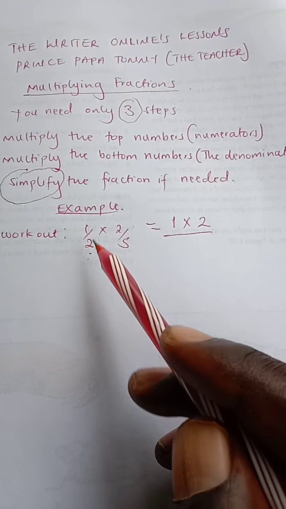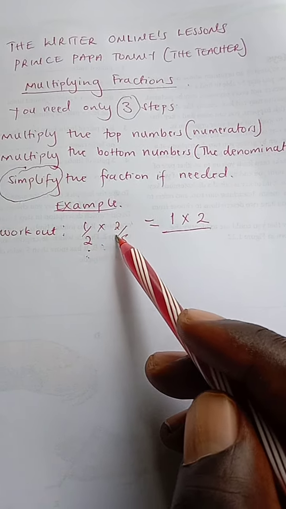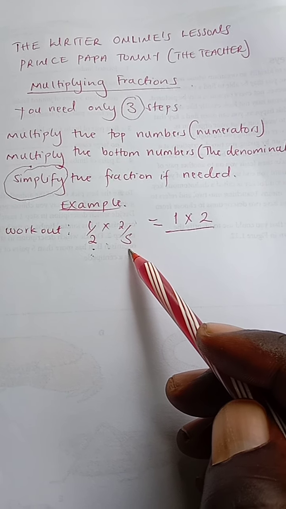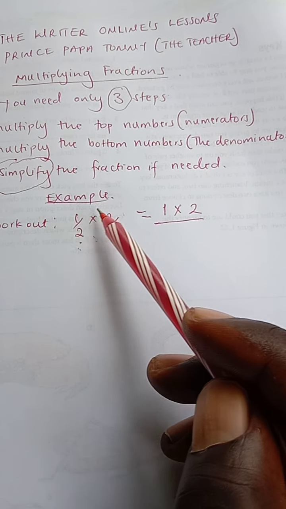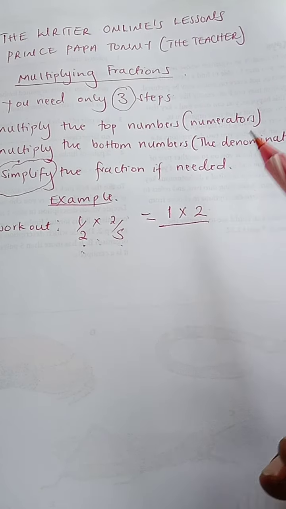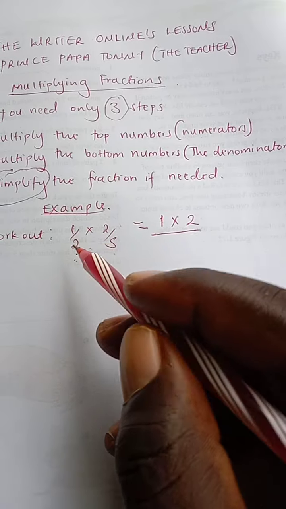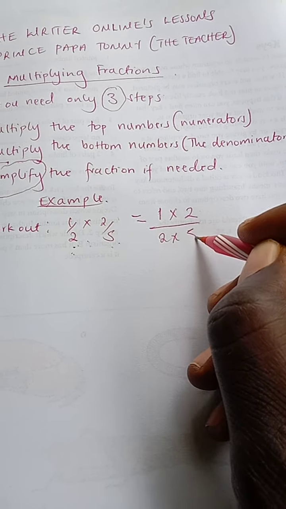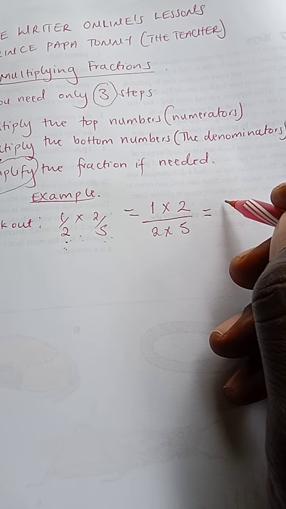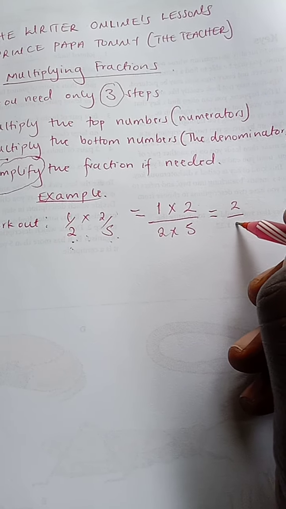Look at this example. 1 divided by 2 times 2 divided by 5. What do you need? The first step is to multiply the top numbers. Top numbers are 1 times 2, as you see them here. So divide by 2 times 5. Those are the bottom numbers. This will give us 2 divided by 10.